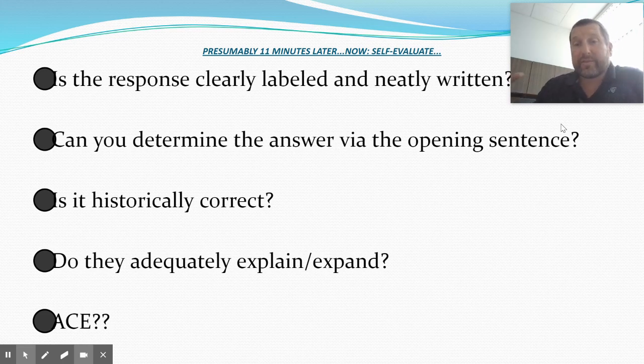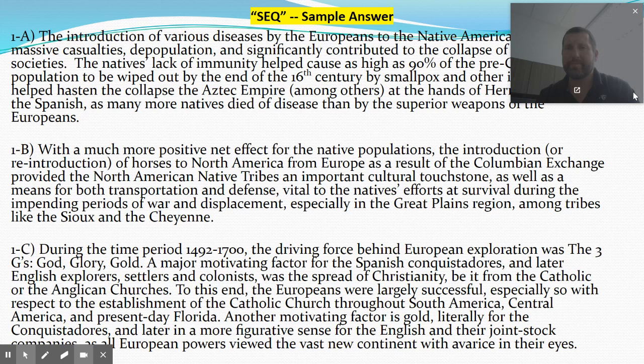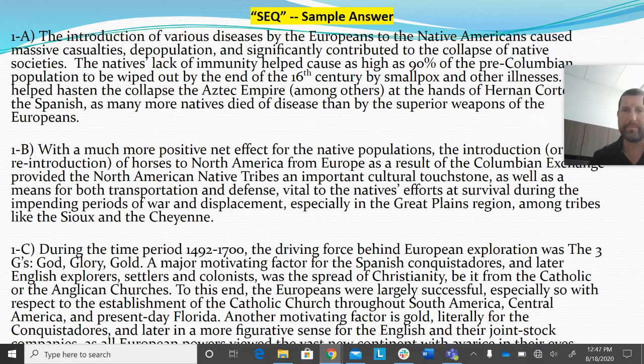Do you adequately explain and expand upon how that cited evidence supports your claim? Do you follow the format for ACE? All right. So begin to evaluate your own writing, at least under these bare minimum requisites. Okay. I do want to show you a sample that was done by a student in time and done very well. I'm going to allow you, rather than my doing it, to read that right now.